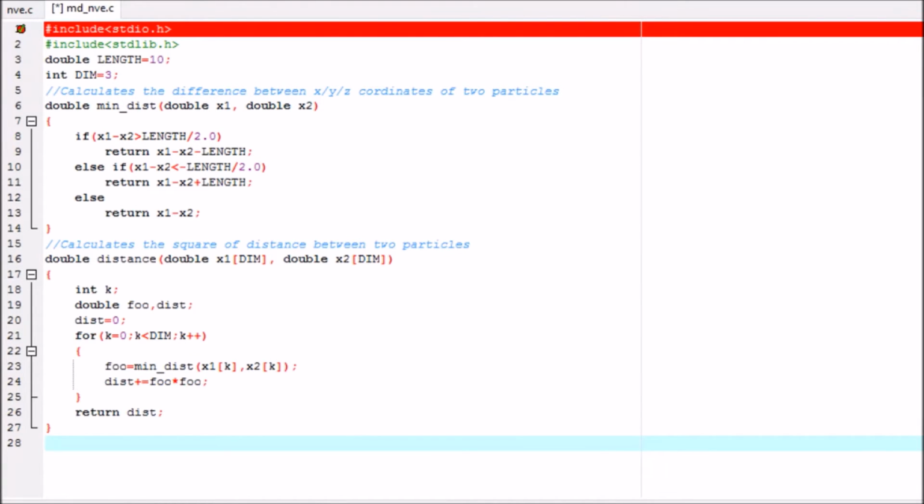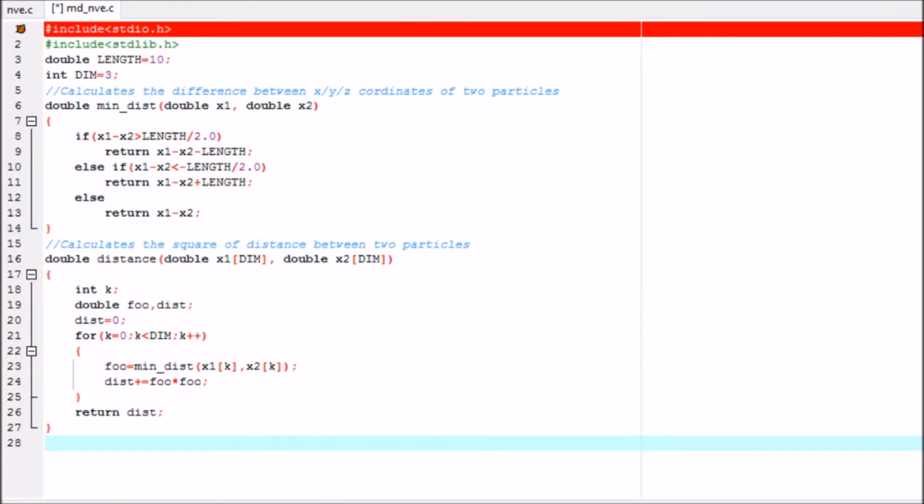So let's continue from where we left off in the previous video. Since then, I have added a few comments on the code which explain what the function does. The first function here, min_dist, basically returns us the difference between the x, y, or z coordinates of two particles, whichever is passed to the function. And the second function which we defined returns the square of the distance between two particles.